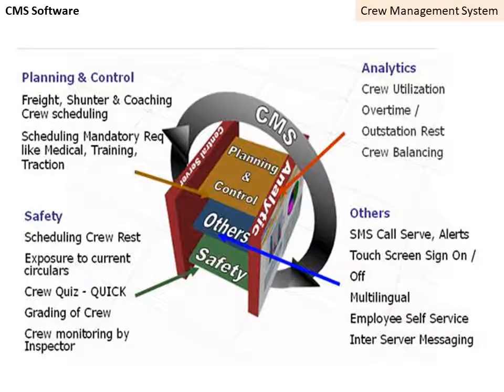Planning control. This is where the freight, shunter and coaching modules are. The module itself contains the freight, shunter and coaching modules. The freight module is based on the TIA module. The shunter and coaching modules are based on the coaching link module. This is the link module.